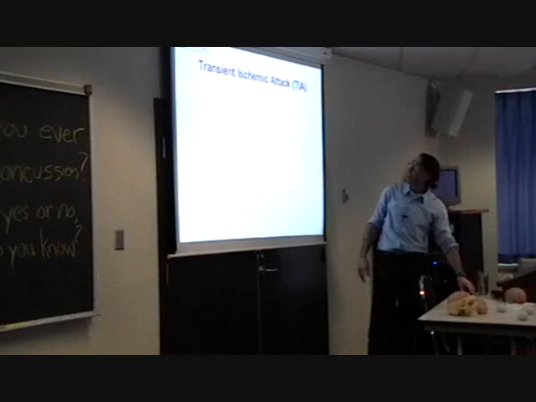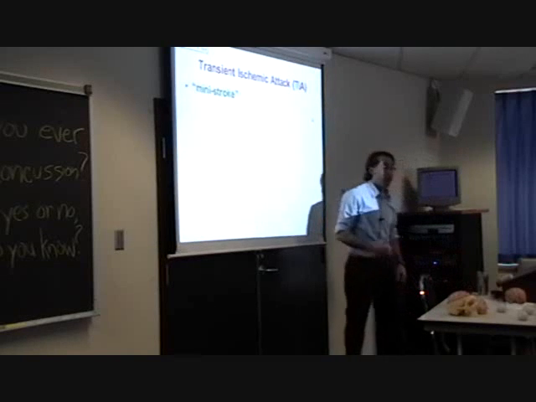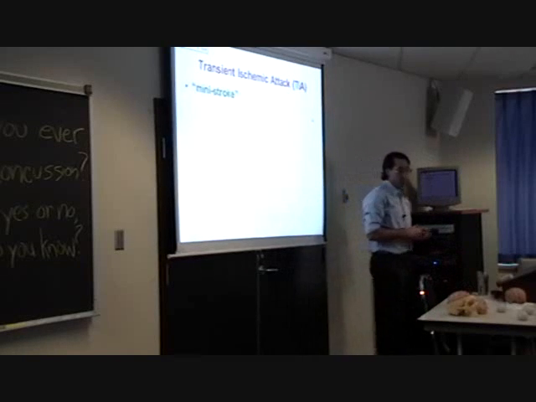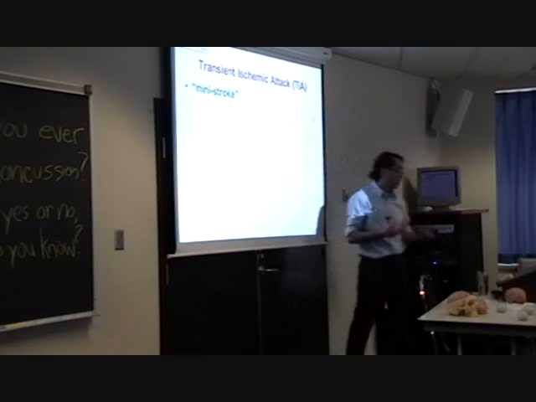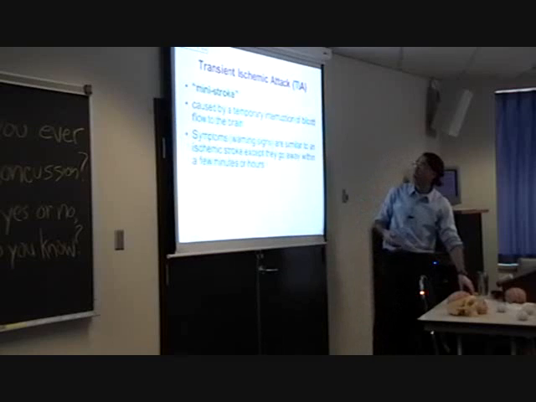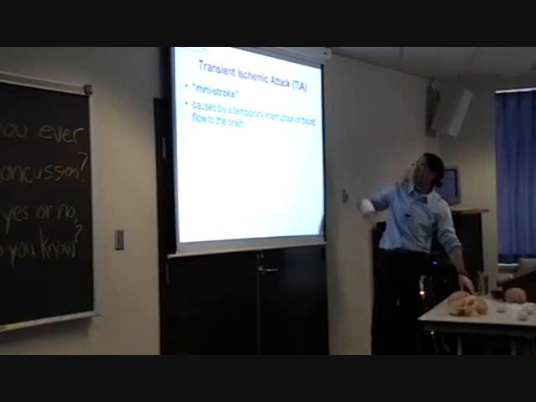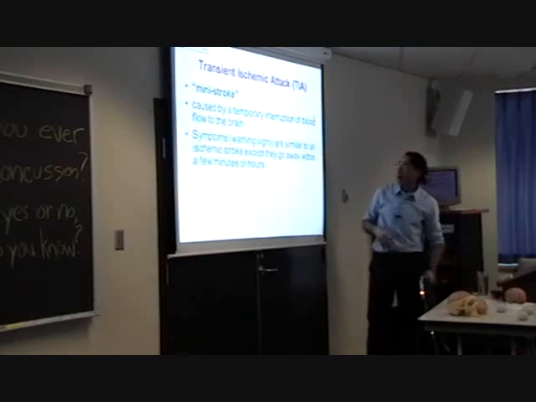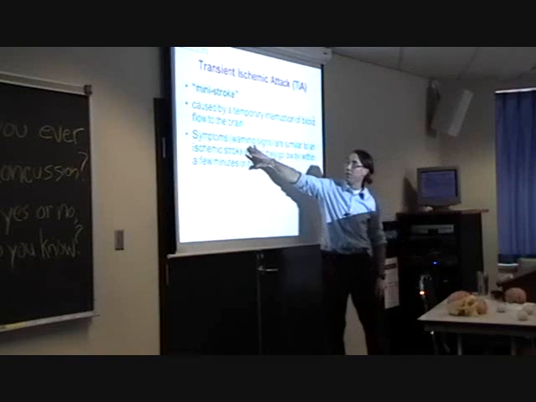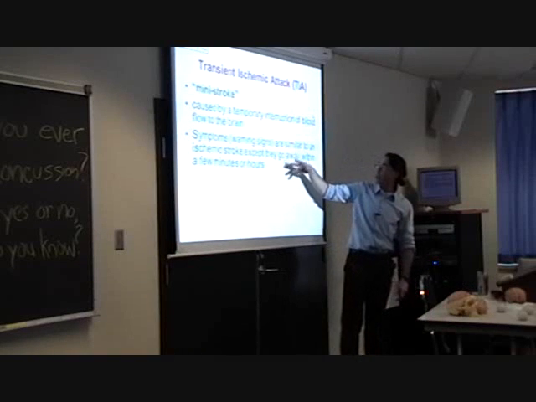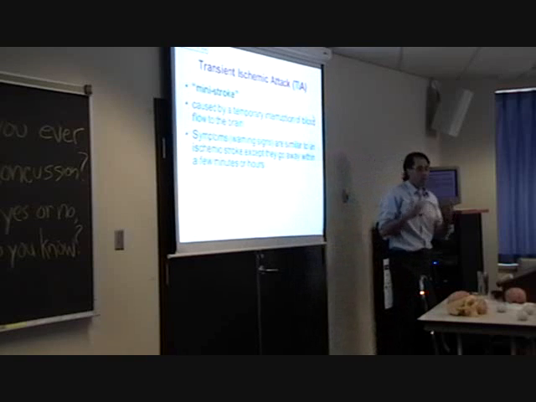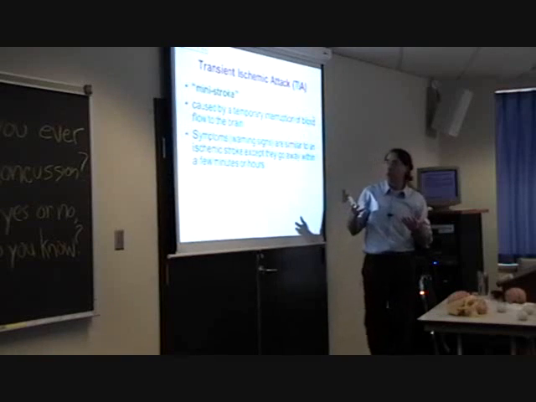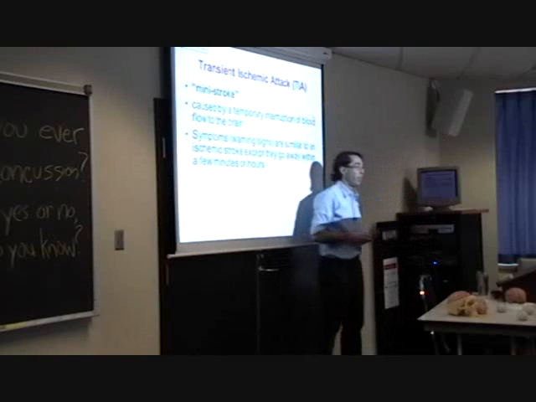So the transient ischemic attack, this is what I was talking about in terms of the concussions, but any of us can probably experience these mini strokes throughout our entire lives and never even know. It's caused by a temporary interruption of blood flow to the brain. And again, there are warning signs, which I'll get into a little bit later, but they go away within a few minutes or hours. So you could have a headache and not even think about it, and it goes away, but it could have been because of a mini stroke.